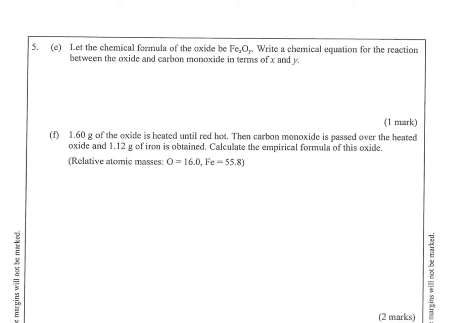Number 5, let the chemical formula of the oxide be this one, right? The chemical equation for the reaction between this oxide and the carbon monoxide, in terms of X and Y. So FeXOY plus CO, right? Actually, we know that it will form Fe plus CO2, right? Then you need to balance. We see that it's FeX, so the right hand side should be XFe, right? We have to balance the equation by using X and Y as the coefficients in front of the formula.